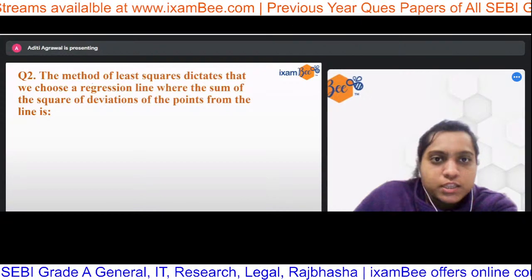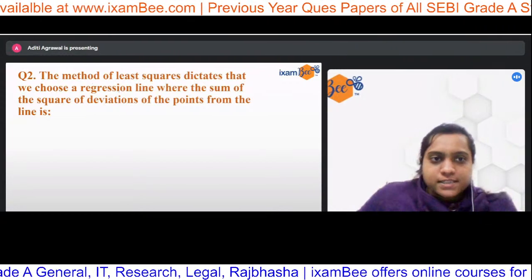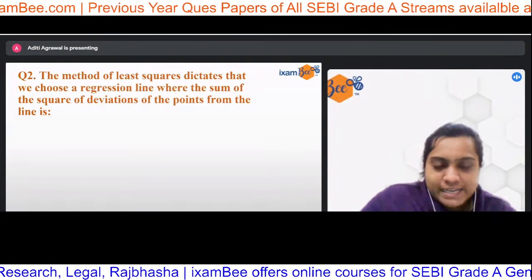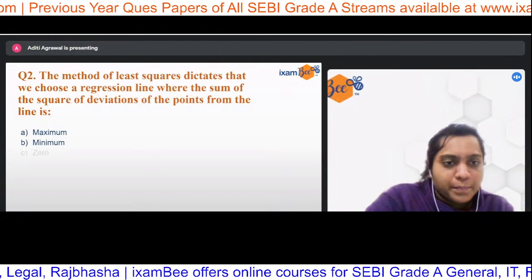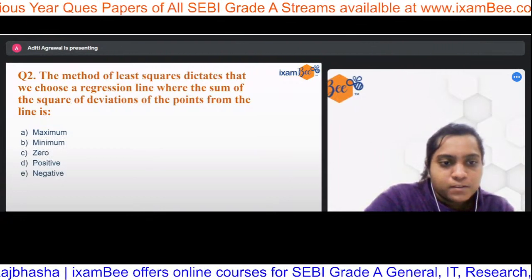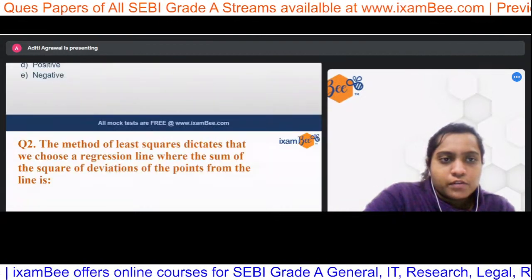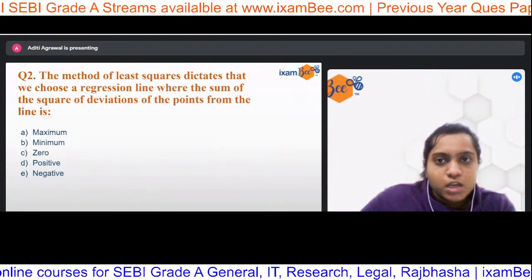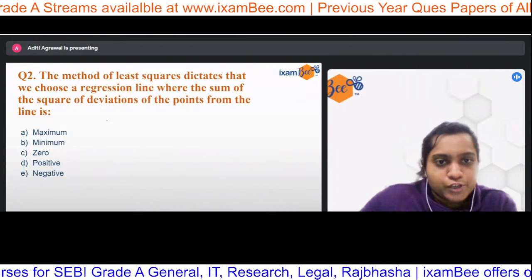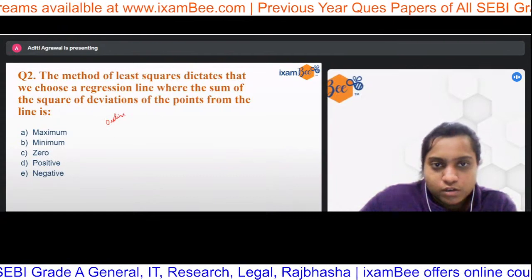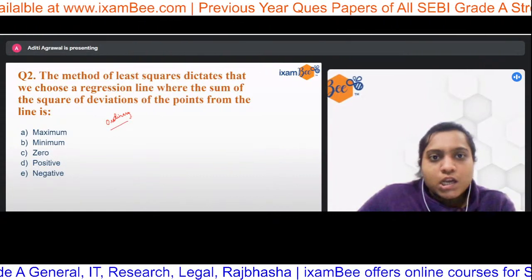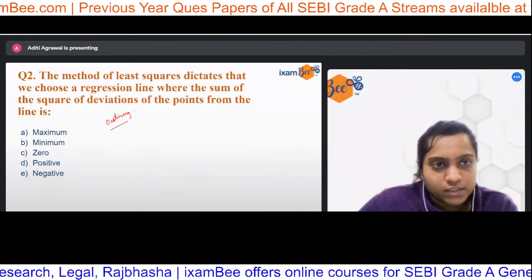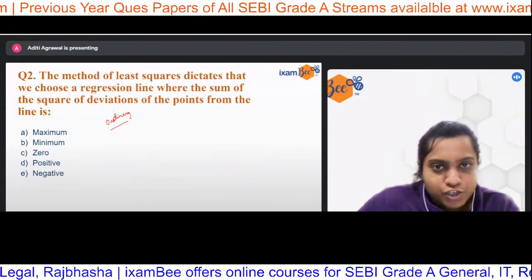Next question. The method of least squares dictates that we choose a regression line where the sum of the square of deviations of the points from the line is: maximum, minimum, zero, positive, or negative? What would you get when you apply the ordinary least square method, when you regress one variable on another, for the sum of the square of deviations of the points from the line?